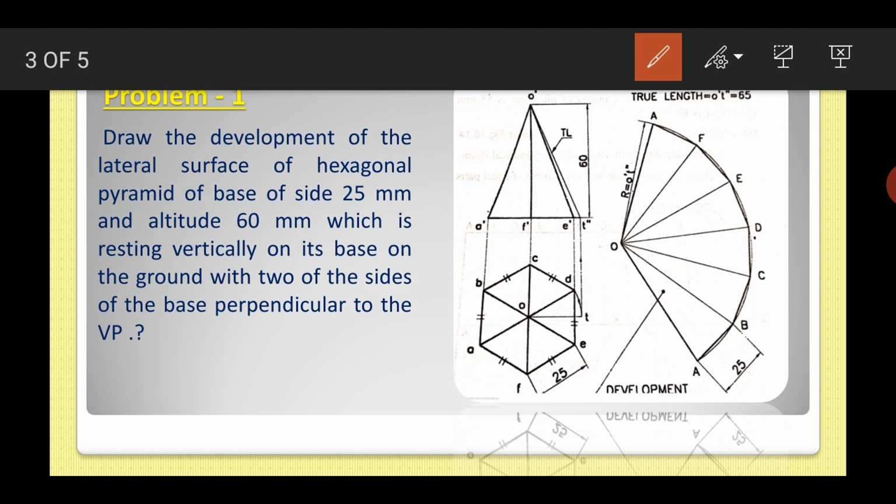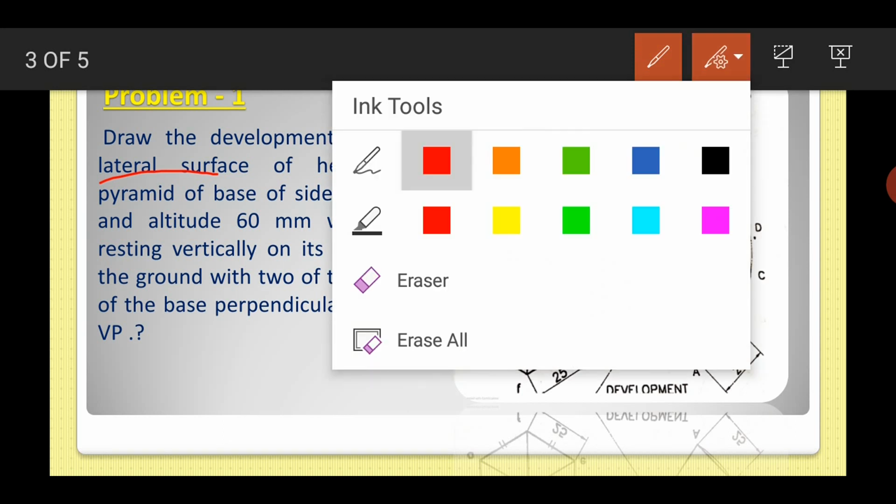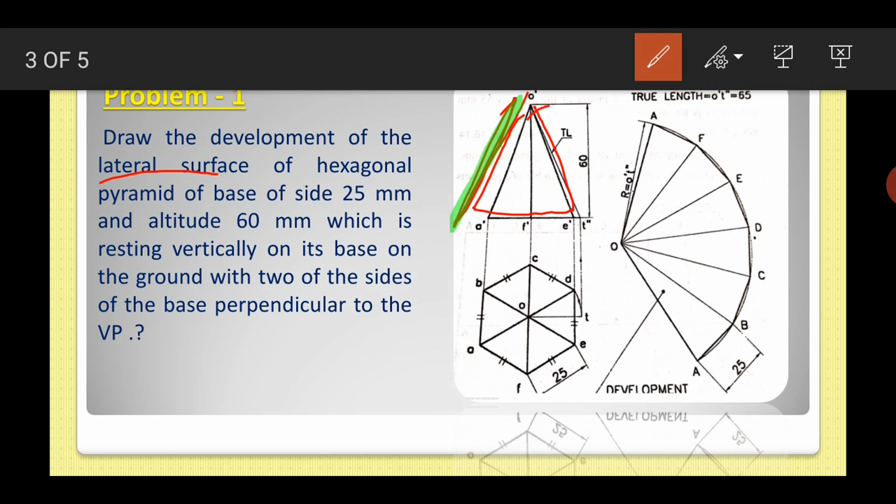So in this question, it is clearly mentioned that we have to draw the development of the lateral surface. What is meant by the lateral surface? Lateral surface means that when you have a prism or a pyramid, you can see that this pyramid has this side. This side represents the lateral surface.